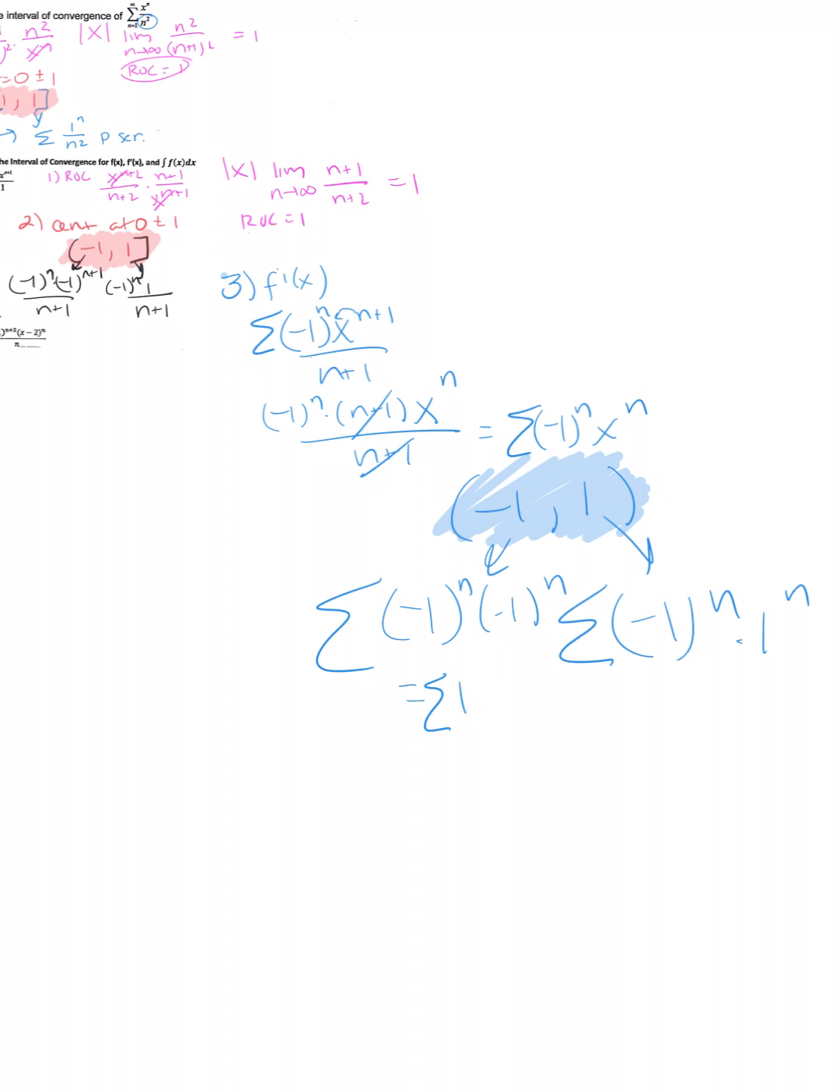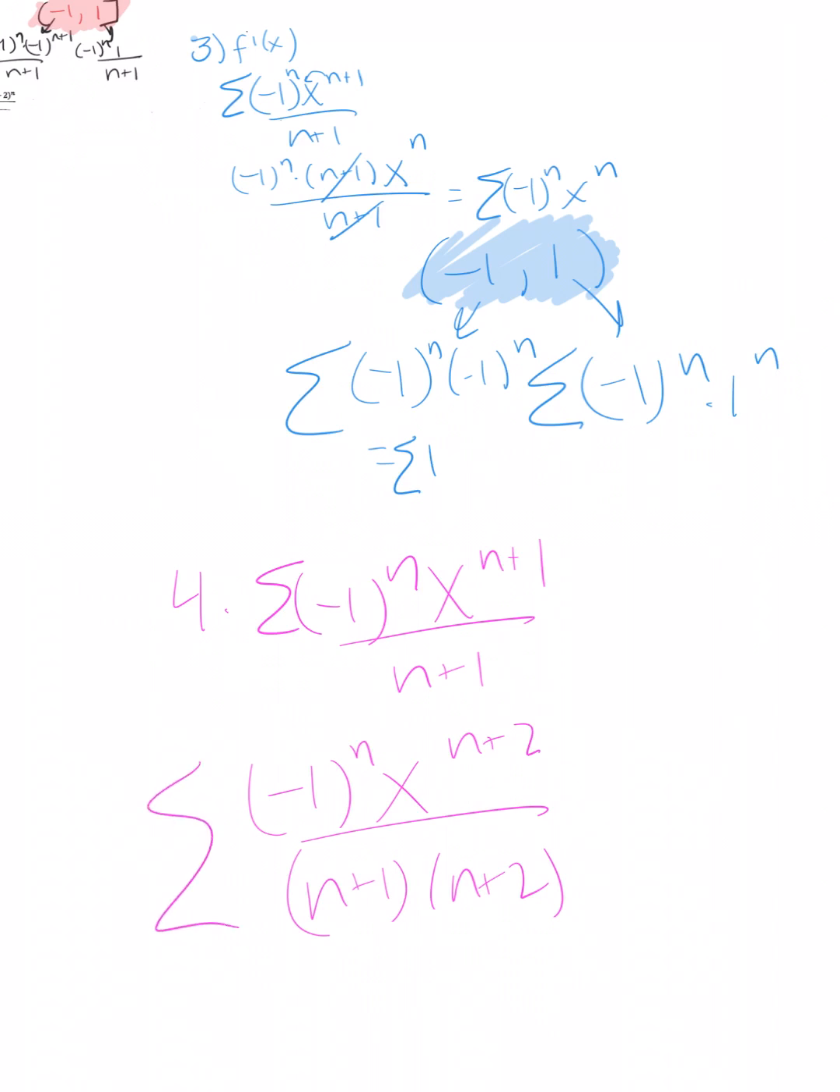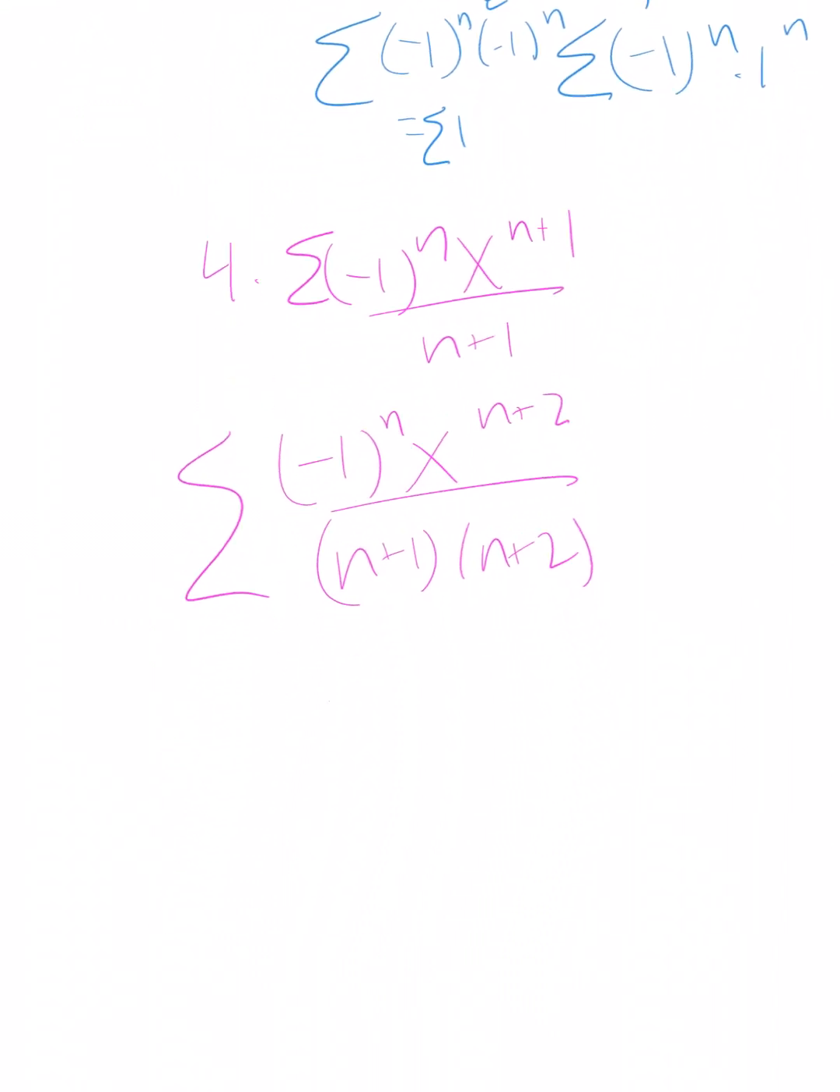Now let's find the antiderivative. So let's rewrite the original problem: negative 1 to the n, x to the n plus 1 divided by n plus 1. When we find an antiderivative, we add 1 to the power, so we have x to the n plus 2, and then we're dividing by that new power. Everything else in the problem stays the same. And now we plug in our endpoints. So my endpoints are negative 1 and positive 1. If I plug in positive 1, I have negative 1 to the n all over n plus 1 times n plus 2, because 1 to any power is just 1.